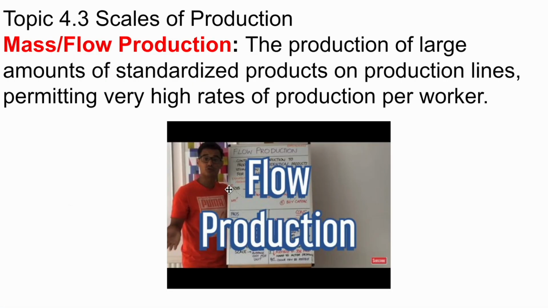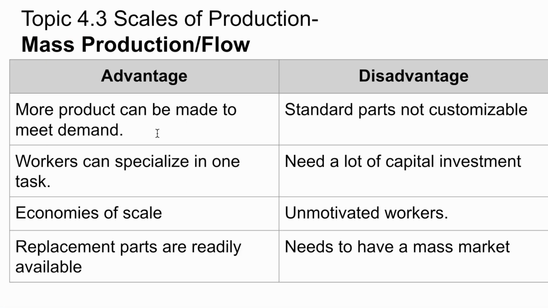Mass production, again, please watch this video. The advantages and disadvantages of mass production: there is more product that can be made to meet demand. So if you are making a product that is in high demand, then you can continually make that product. Workers can specialize in one task. There's economies of scale because you're continually producing things, and therefore you're going to continually need components and materials and raw materials, so that's going to cause the price of those things to go down. Replacement parts are readily available, usually for things like mass-produced products.